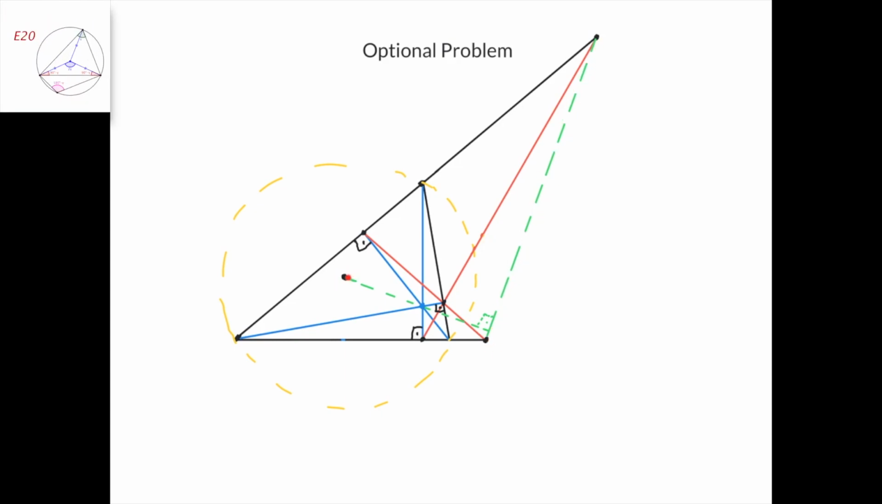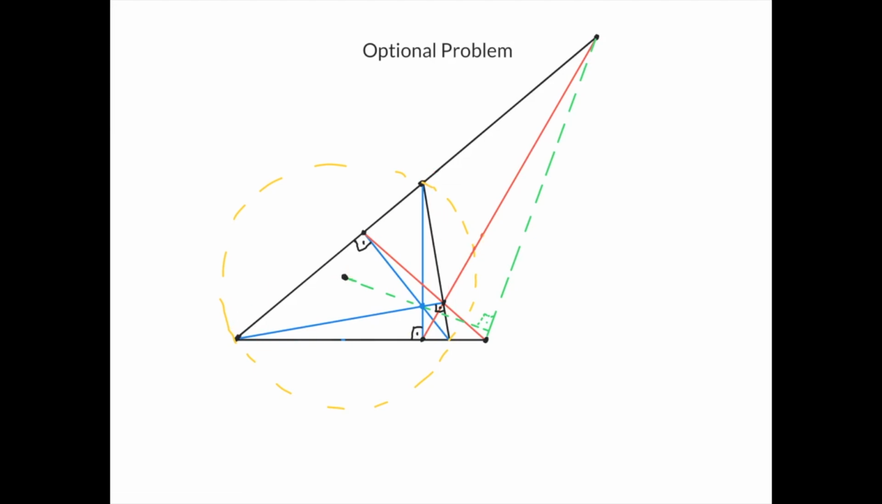We take this to be the circumcenter of this triangle, and we connect this circumcenter with this orthocenter to get the second green dashed line. We need to prove that the two green lines are always perpendicular to one another. And here's the solution. First, let's label the points.